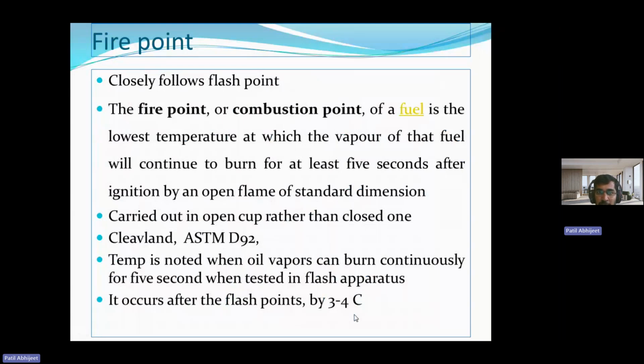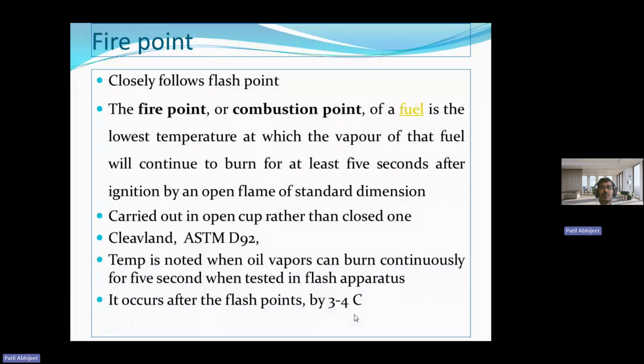As I told you, the fire point follows the flash point. The important aspect is that when the vapor of the oil is produced, that vapor will continue to burn for at least 5 seconds when it is ignited by an open flame of standard dimension. That is to be taken into consideration. Is it clear? That is what we call the fire point.